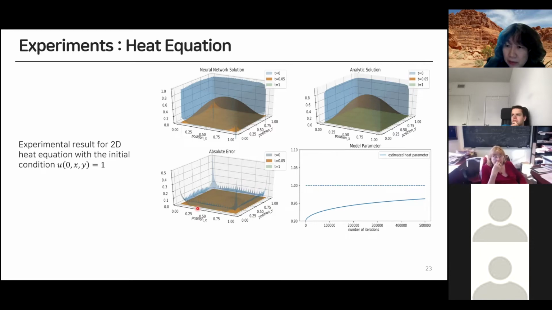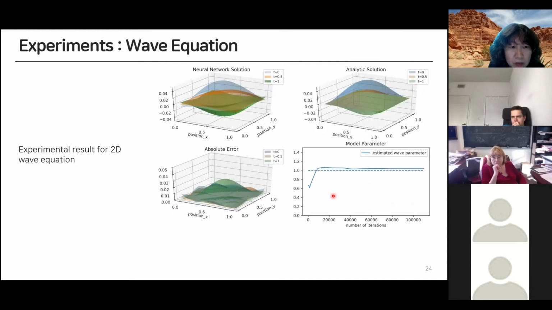Okay, and with discontinuous initial data, the result in the inverse problem is also worse than with smooth initial data. That's the difference here. And now, this is for the wave equation, the 2D wave equation. This is the neural net solution and the analytic solution, and this is the error. Again, this is the inverse problem, how to estimate the model parameter, the wave parameter.